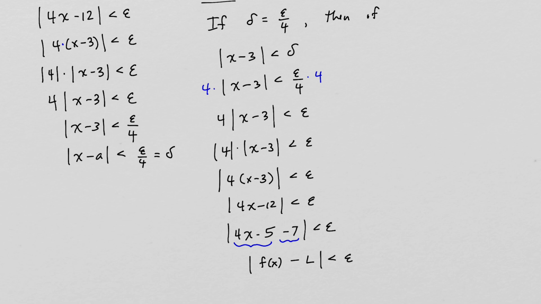is less than epsilon. So if we're given any positive small number epsilon, all we have to do is choose delta to equal epsilon divided by 4, and then anytime x is within delta units of 3, f of x will be within epsilon units of L. And this is how you prove a limit using the precise definition.